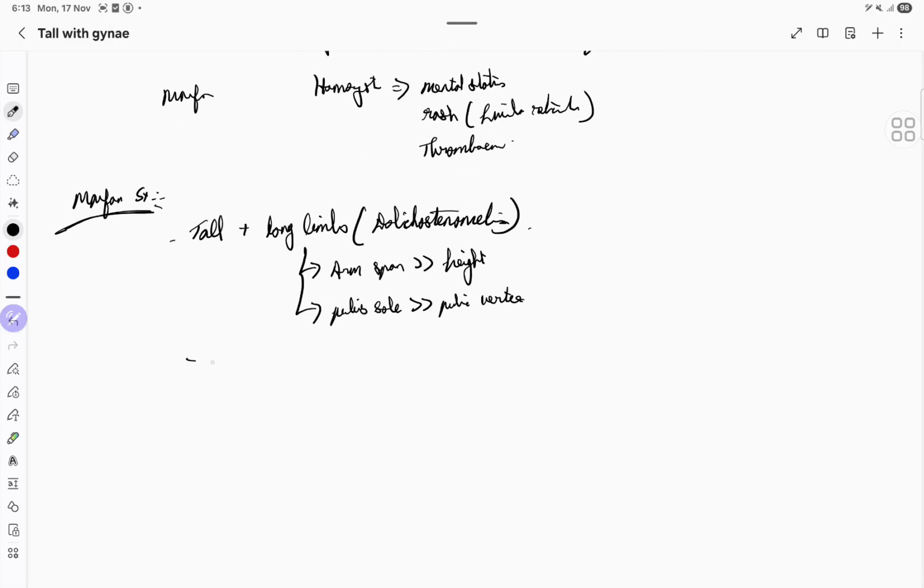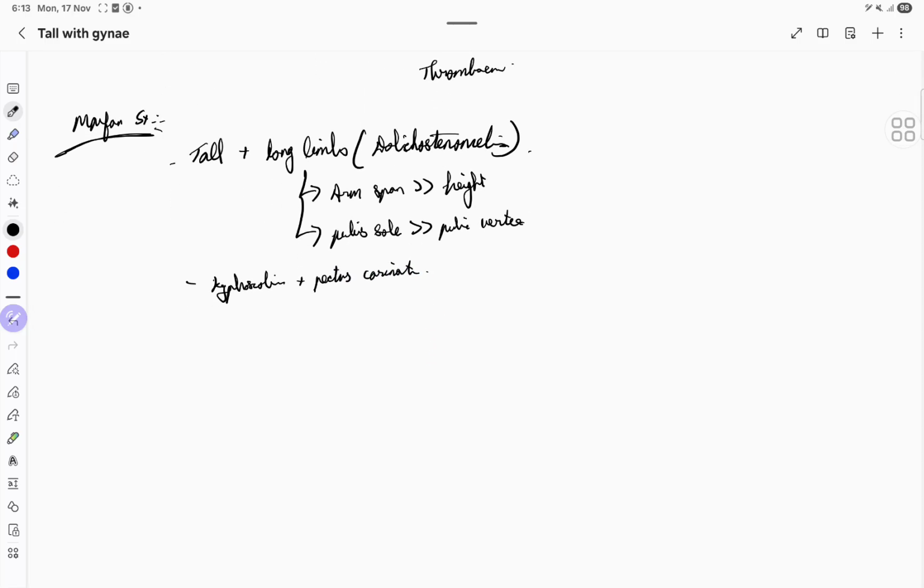Then check for kyphoscoliosis. Plus on the chest you will see a pectus carinatum. Then check the hands for wrist sign and thumb sign. Thumb sign is also known as Steinberg sign.